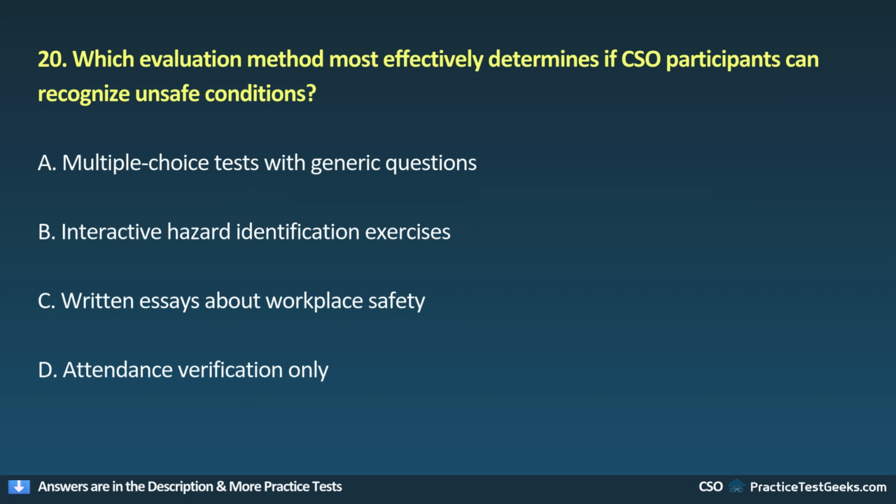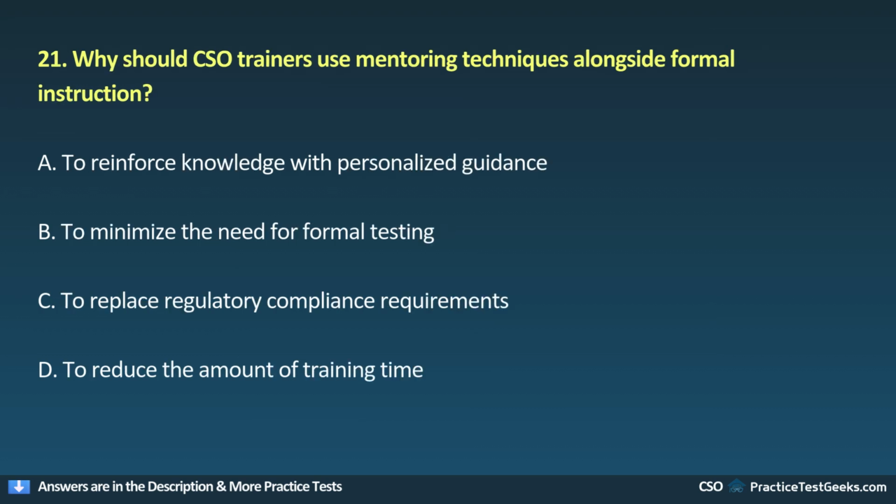20. Which evaluation method most effectively determines if CSO participants can recognize unsafe conditions? A. Multiple choice tests with generic questions. B. Interactive hazard identification exercises. C. Written essays about workplace safety. D. Attendance verification only.